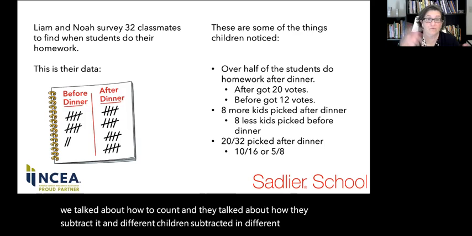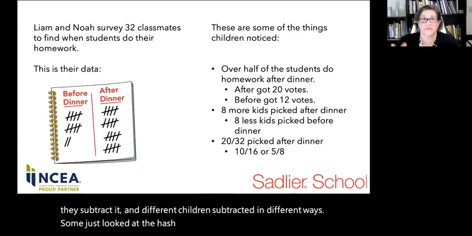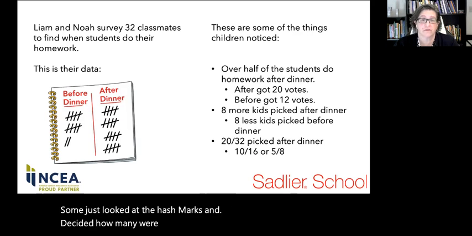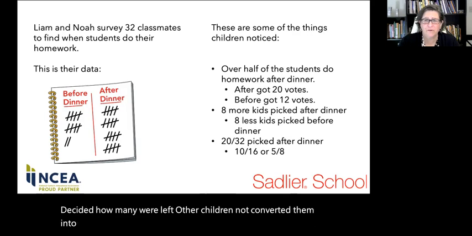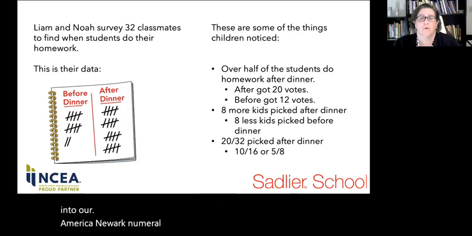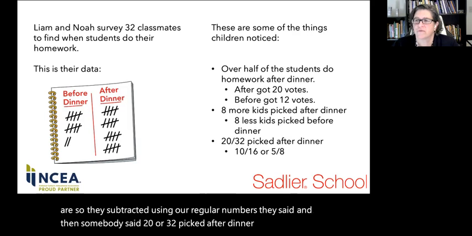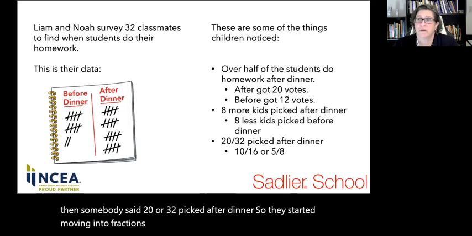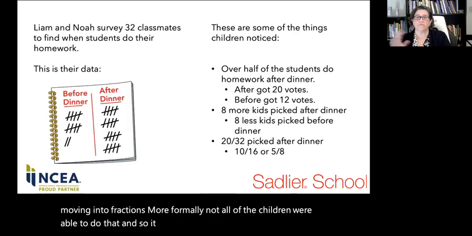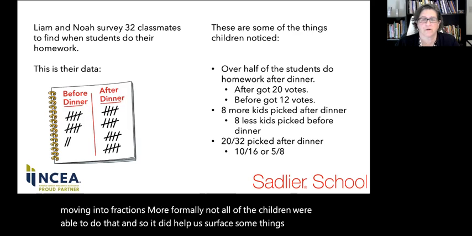Some just looked at the hash marks and decided how many were left. Other children converted them into our Arabic numeral system and wrote out what the numbers are. So they subtracted using our regular numbers, they said. And then somebody said 20 out of 32 picked after dinner. So they started moving into fractions more formally. Not all of the children were able to do that. And so it did help us surface some things we want to have surfaced before we started talking about the problem.